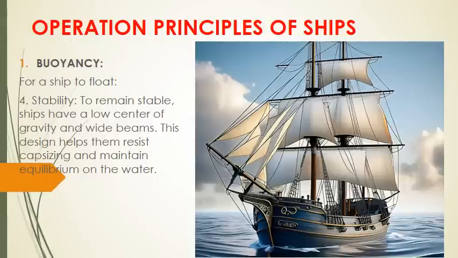Next is stability. To remain stable, ships have a low center of gravity and wide beams. This design helps them to resist capsizing and maintain equilibrium on the water. Stability of a ship is very, very important. Ships are designed to have a low center of gravity and wide beams. This design helps them to resist capsizing and to maintain equilibrium on the water.